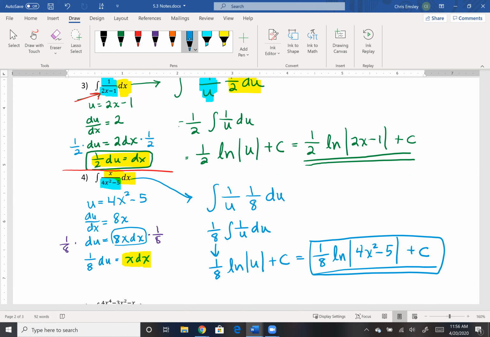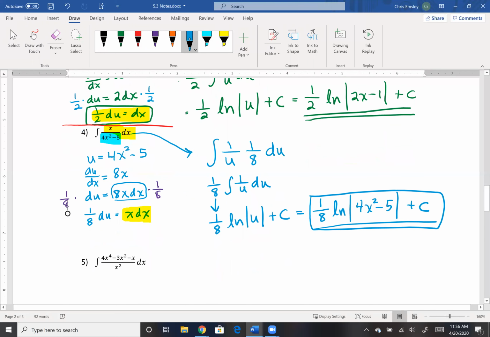Okay, let's do another one. Now look at the difference between number 4 and number 5. Number 4, I said take the denominator and set it equal to u. So you might be tempted to try that with number 5 also. But there's a difference here. In number 5, we only have a single term in the denominator.